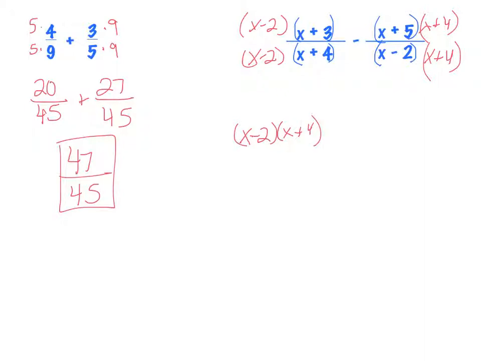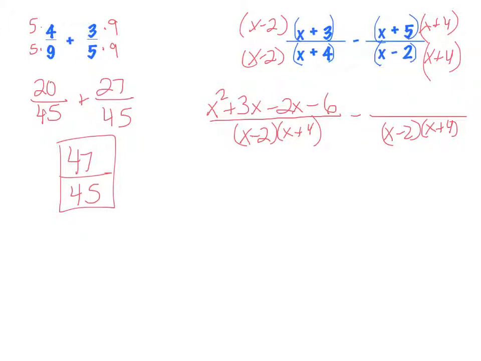Now this we have a little bit more work on top. It looks like I'm going to end up trying to multiply these two binomials together. So that means I'm going to have to FOIL those. So to FOIL them, I'm going to end up with x squared. Outer is a 3x, inner is a negative 2x, and last is negative 6. Minus. Now let's do it on this side. X minus 2 and x plus 4 is the common denominator. And then I'm going to have to FOIL on the top. So it's going to be an x squared plus a 4x plus a 5x plus a 20.